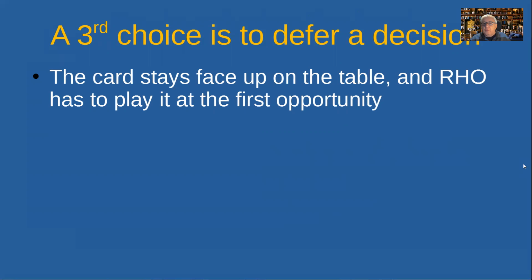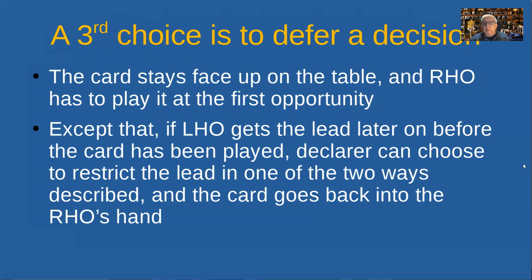Except, as I say, it's called deferring the decision, because if the left-hand opponent, in other words, the partner of this person who led the card wrongly, gets the lead later on, and that card is still exposed up on the table there, then the declarer can again switch back to deciding either that left-hand opponent plays the suit or does not play the suit that is in that card. And again, as before, if they exercise that right, then the card just goes back into the right-hand opponent's hand.